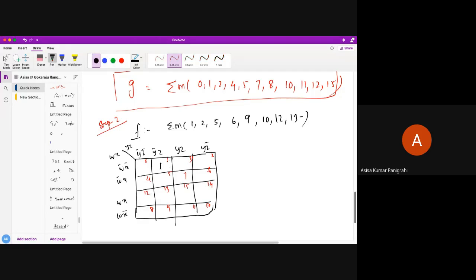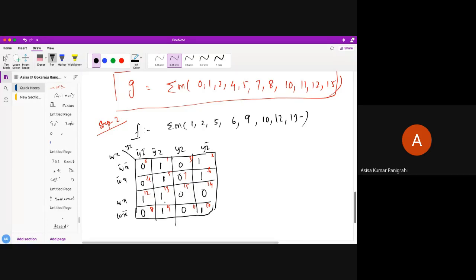What minterms are present here? 1 is present. Next 2, 5, 6 is present. Yes. 9, 10 is present. Next 12 and 13. So this many only, and other places obviously all are zeros. I'll just put the zeros like this. Very simple. Am I correct, friends? So this is my F.